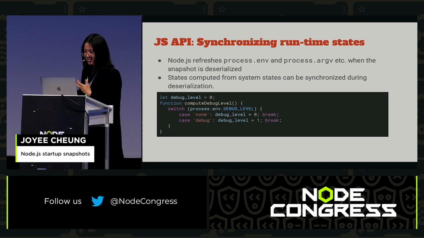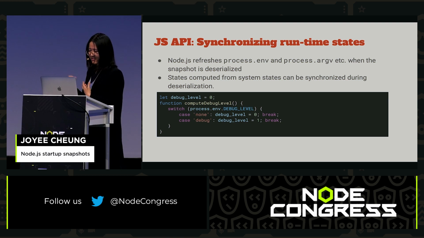And to help users create custom snapshots, Node also offers several JavaScript APIs to help synchronize the runtime states in the snapshot script. So by default, after deserializing a snapshot blob, Node would refresh the runtime states like process.env and process.argv. And if the user code pre-computes something from these states or caches these states before the snapshot gets serialized, then this should be refreshed during deserialization.